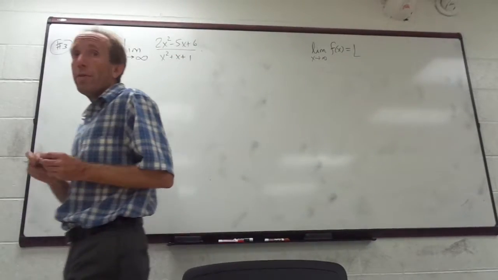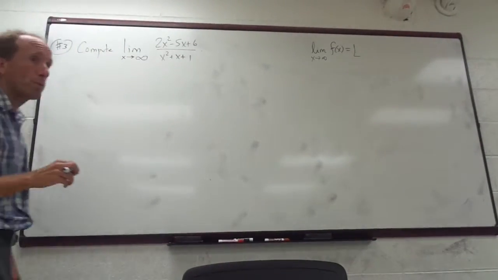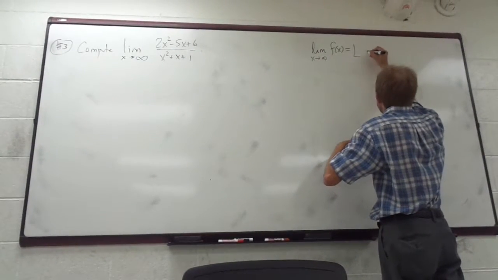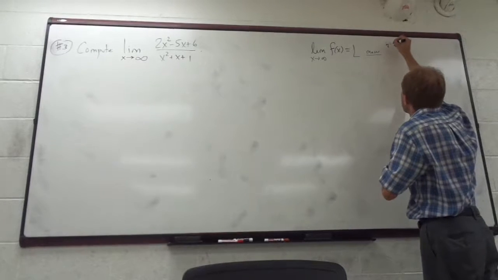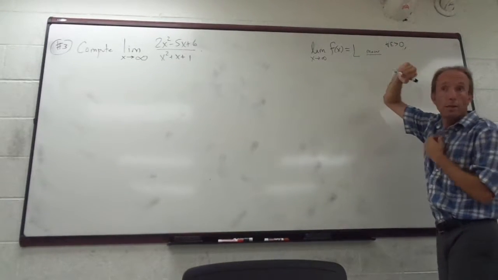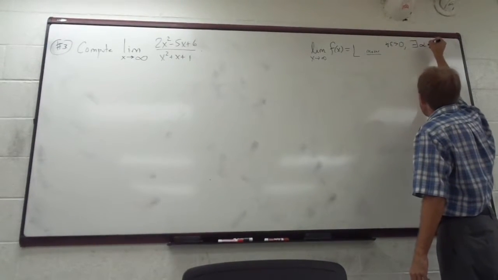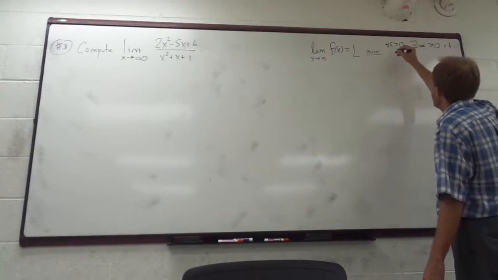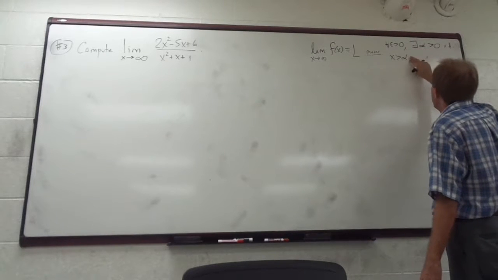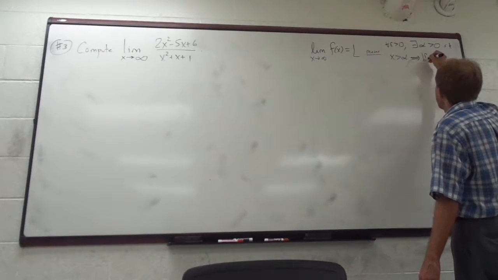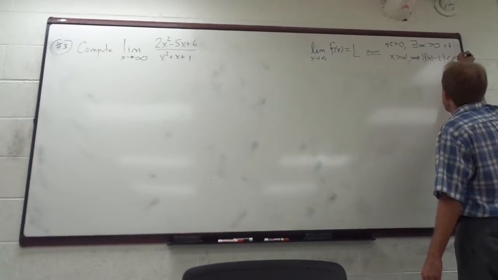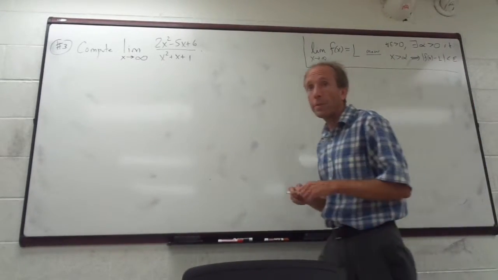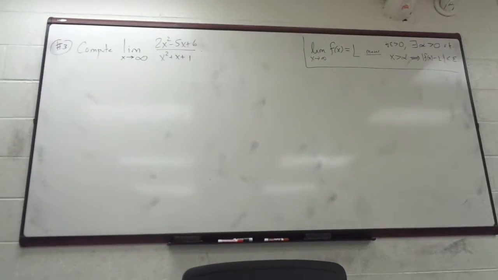So the limit of f of x equals L when x approaches infinity. What is this definition? This just means that for all epsilon greater than 0, there exists an alpha greater than 0 such that if x is greater than alpha, that implies that absolute f of x minus L is less than epsilon. We did this in class the other day.